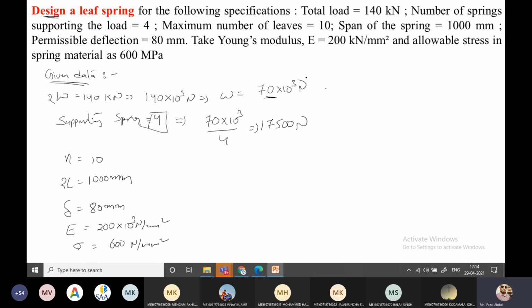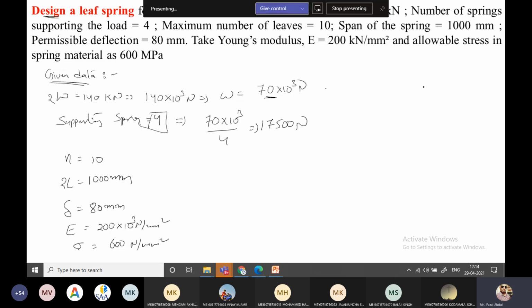Now the question is asking to design the leaf spring. To design the leaf springs, we need the B value and the T value. These are the two main parameters for the spring, because everything else is given here. The length of the span is given, the number of leaves is given, the deflection value is given, and the stress values are all given. We only have to calculate these two things.